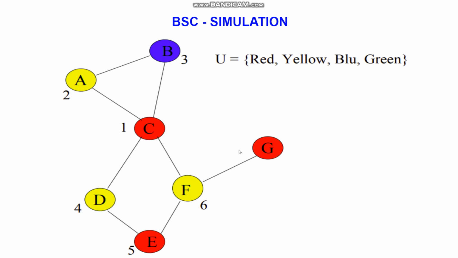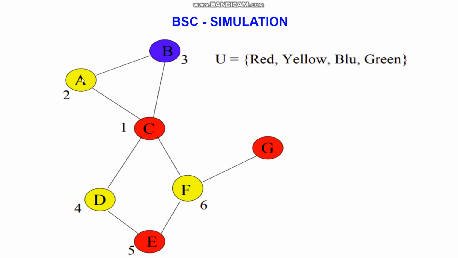So here we have 7 nodes which are uncolored initially, and we have this color set: red, yellow, blue, green. Now we decide the ordering, and suppose the first vertex would be C, because it has the maximum degree, right? So we color the C node with red, and then we choose the next vertex with highest degree, which is E, suppose.